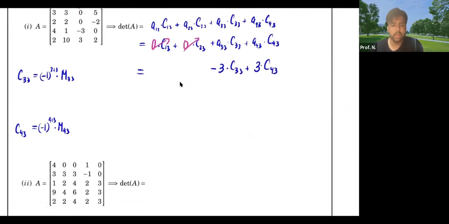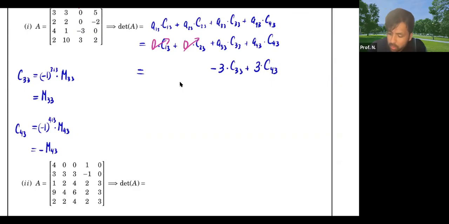So far, so good. 3 plus 3 is 6. -1 to the 6 power is +1. So C33 is really just M33. And this would be -1, so this would be negative M43.